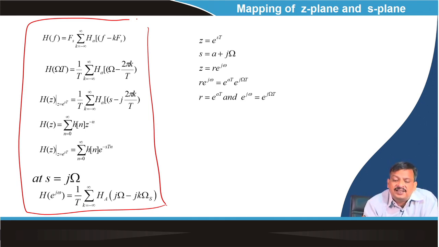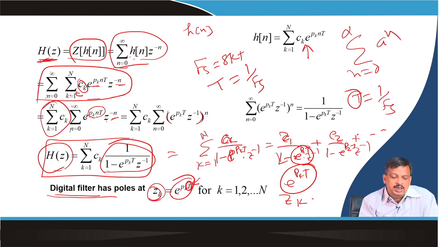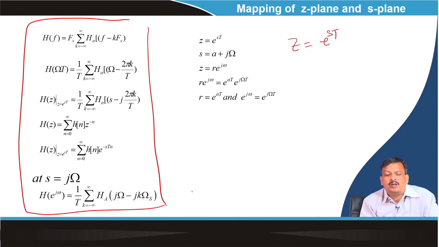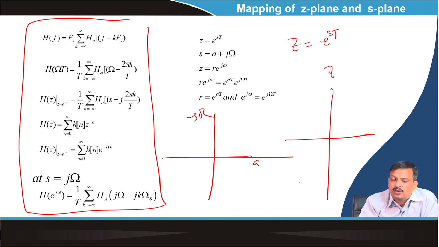Okay. So, what is Z? Z is equal to e to the power sT. If you see that, Z is equal to e to the power sT, position of the pole. So, S is the pole position. Okay. So, this is my S plane, this is the real axis and this is the j omega axis, and this is my Z plane. So, Z plane is defined by R. So, unit circle means R equal to 1.